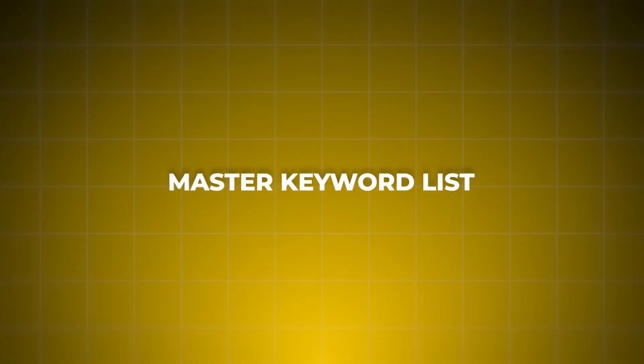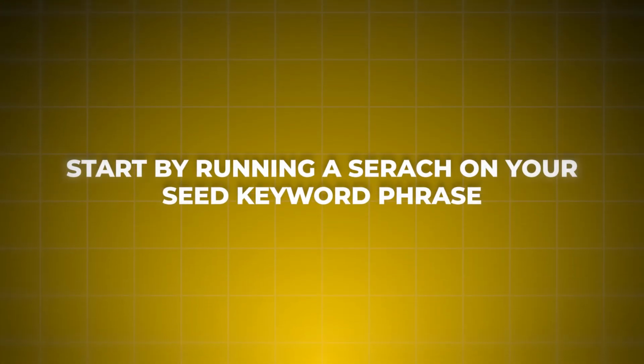Once you have settled on what tool you're going to use, you need to start creating your master keyword list. The master keyword list is essentially a bank where you keep all of the different keywords that you find during the research process. You'll now start by running a search on the seed keyword phrase of your product. This is a phrase that most effectively describes your product. For example, if you are selling running shoes, then running shoes is your seed keyword phrase.